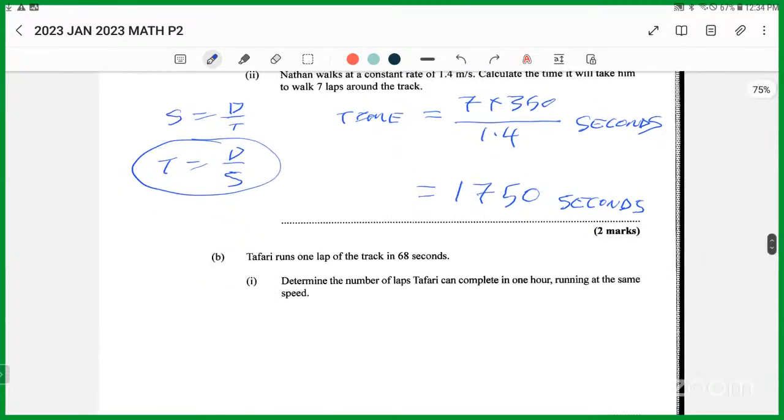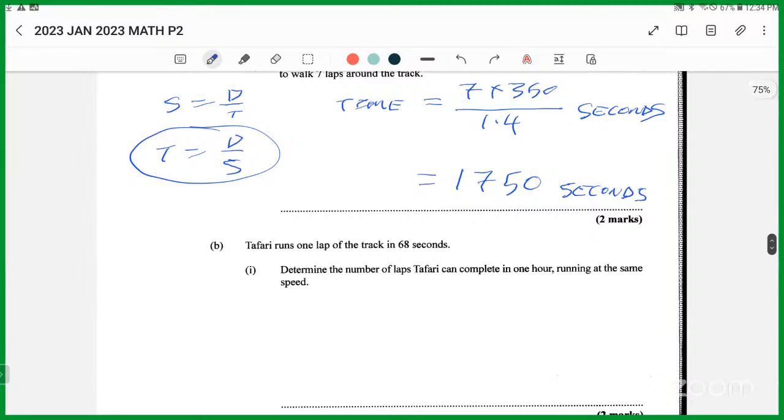Next question. It says, Safari runs 1 lap in 68 seconds. He's running now. He runs 1 lap in 68 seconds. Determine the number of laps Safari can complete in 1 hour, running at the same speed. Basically then, this time divided by this time. Because every lap is 68 seconds, and they want to run for 1 hour. So to find the number of laps, we're going to divide 1 hour by the time that he takes for 1 lap.